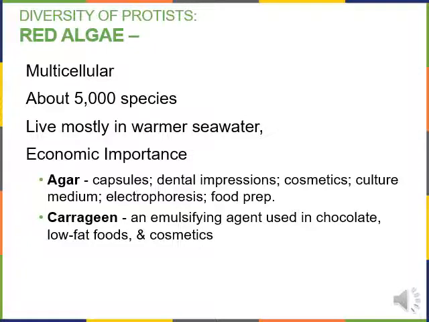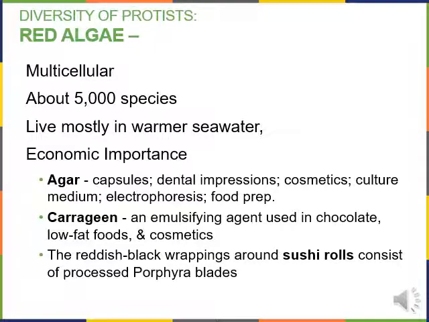And also, we think about sushi. For those of you that like sushi, that reddish-black wrapping around a sushi roll is essentially Porphyra, a kind of red algae. So you might not realize it, but you have red algae and protists all around you in terms of products that might be maintained or derived from different kinds of red algae or protists, as well as for those of you that like sushi.